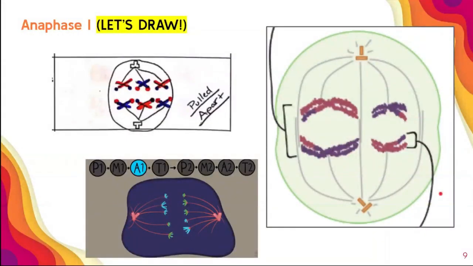All right, when we're drawing this, again, we have them pulled to the poles. They're pulled apart. We draw our cell, we draw our T, we draw our spindle fibers attaching, and then the X is getting pulled apart. Again, you can add your colors later.